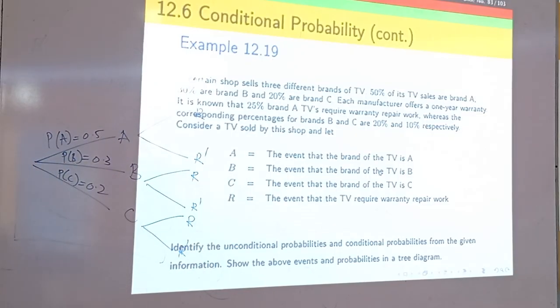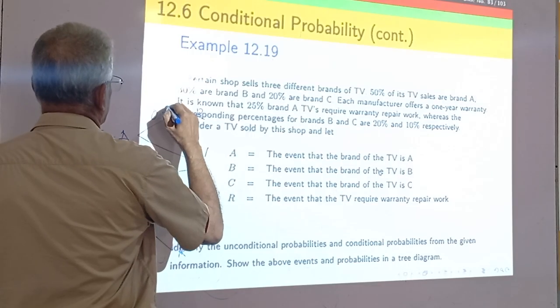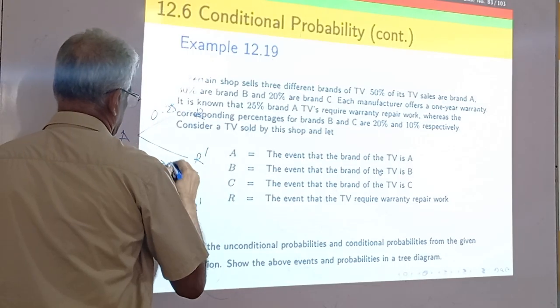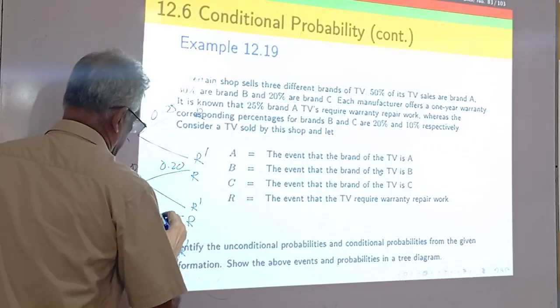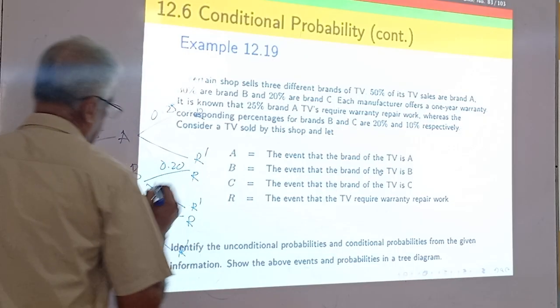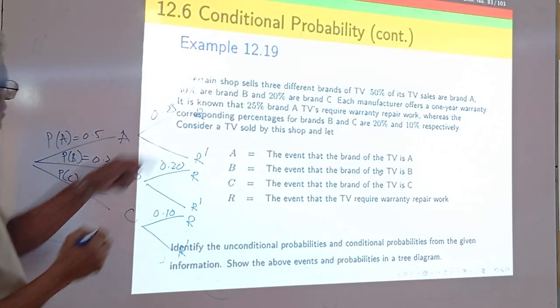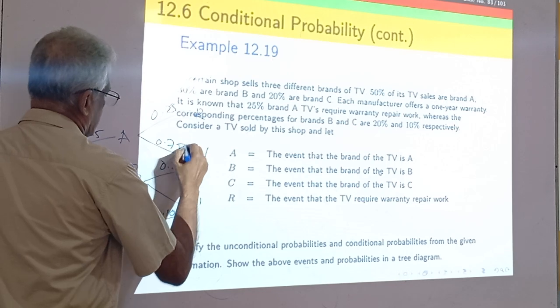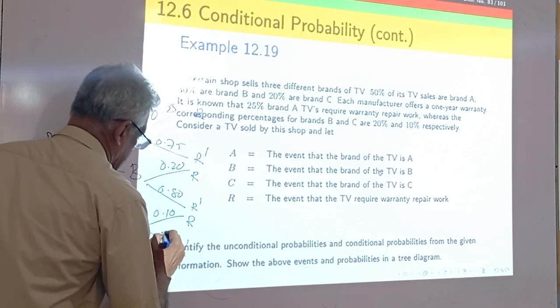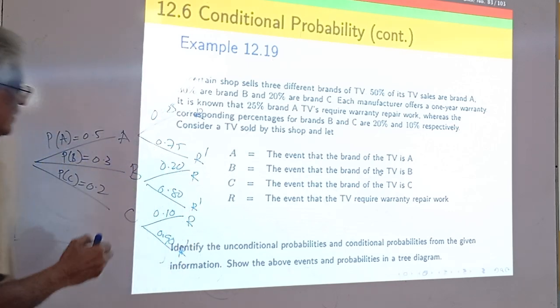So here also they just write down the numbers usually. What are the numbers? 25%, 20% and 10%. Okay, so this is 0.25, 0.2 and 0.1. So they just write down like that, and therefore this is going to be 0.75, this is going to be 0.8, this is going to be 0.9.